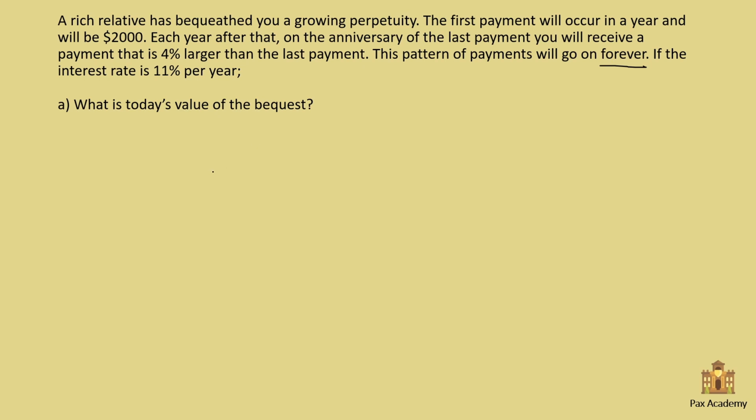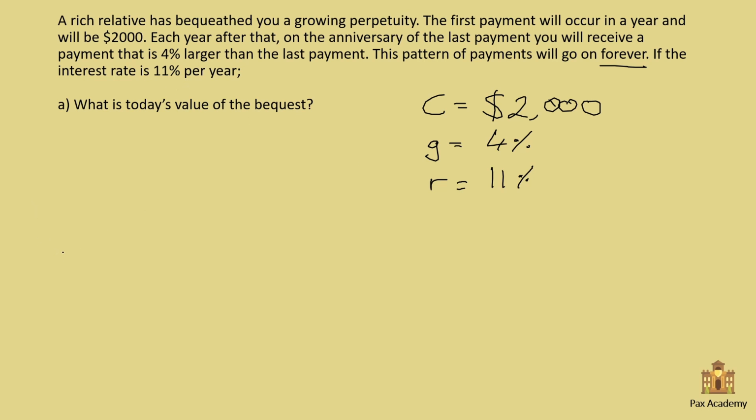Now let's write down what we know in order to use the formula. First, we know that the cash flows, denoted by C, are $2,000. We know they grow by 4%, right? So G, the growth rate, is 4% because it says you will receive a payment that is 4% larger than the last payment each year, okay? And finally, the interest rate we know is 11% per year, okay?